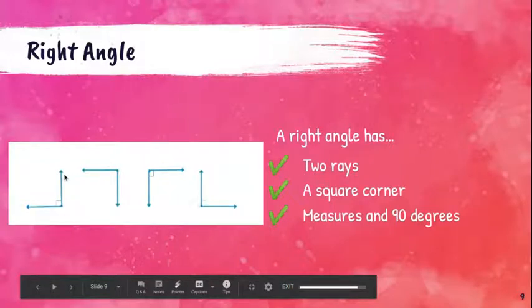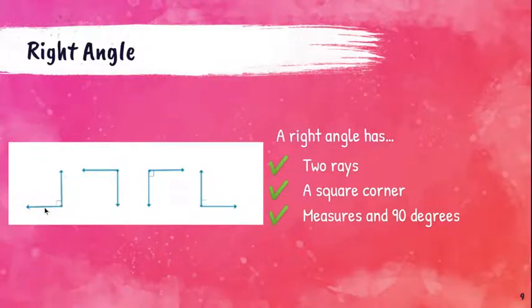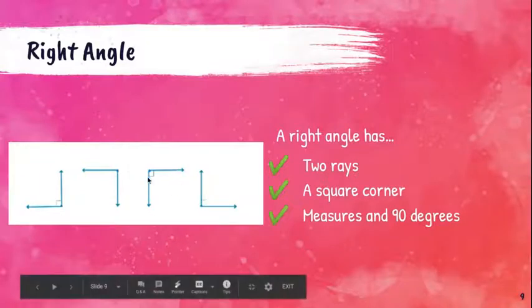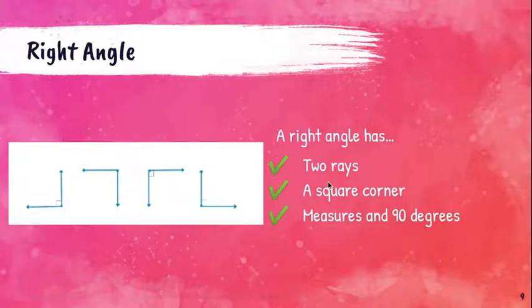So a right angle always has two rays. So two rays just means two lines. Okay, 1, 2. So there's always two rays. A right angle always has a square corner. So if you have a right angle, you should be able to draw a little square in the corner here. As you can see, these all have squares in the corner, and they all measure exactly 90 degrees.